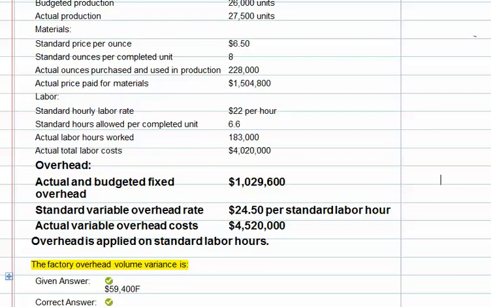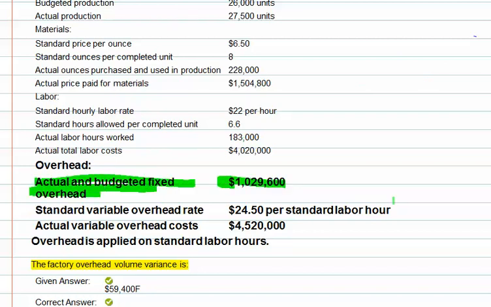Okay, my fixed factory overhead doesn't change, so it's going to be the same regardless of actual and budgeted, because it's a fixed cost, it doesn't change. All right, they pay me $100, they pay me $100, they pay me $100, and that's how much I'm going to have, actual and budgeted.